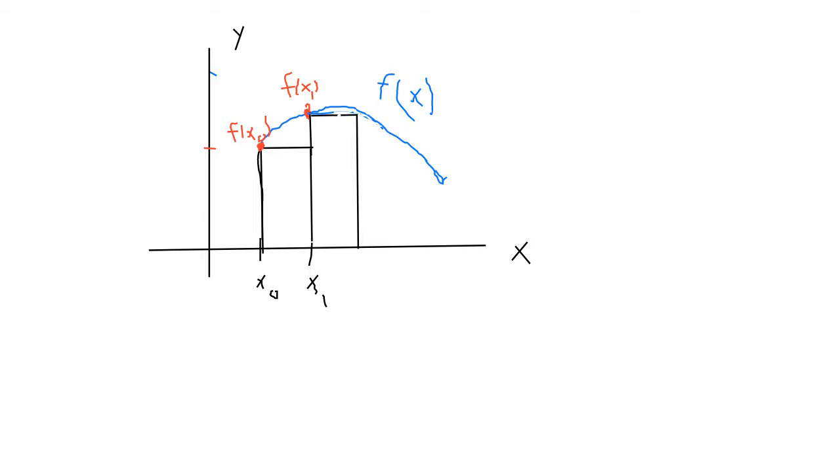There we go. Okay, here's f of x sub 2, say. Here's x sub 2 right here. Okay, so you have the first rectangle here. The function takes on values at endpoints.